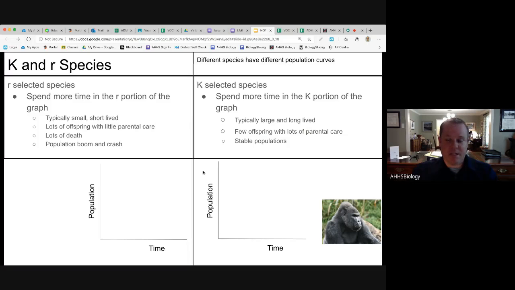They would definitely be a K-selected species, with a long time of parental care, very similar to humans, years and years of parental care before the gorilla is able to take care of itself. And over here we would have roaches.